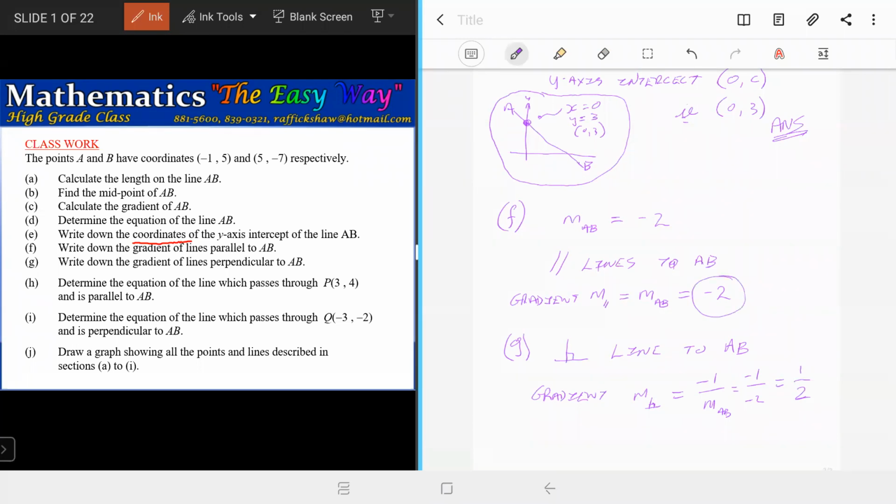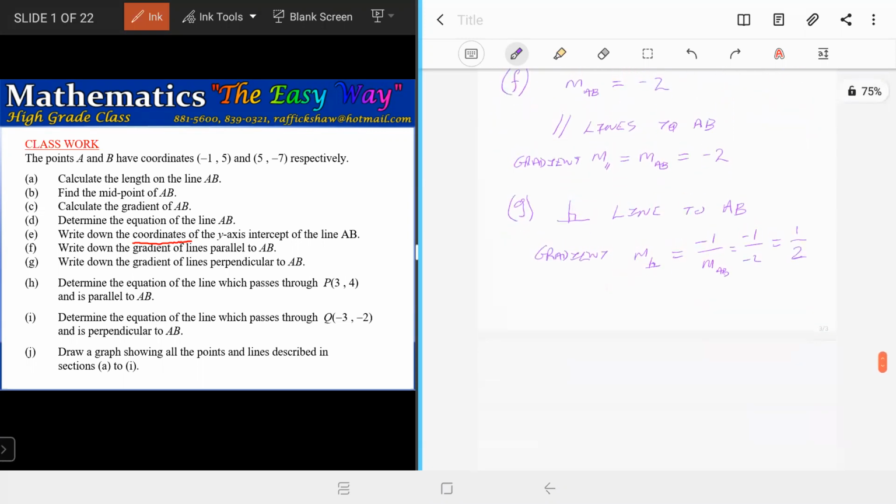So parallel gradient is minus 2. Perpendicular gradient is half. So if you're trying to find a parallel line, you have to use a gradient of minus 2. If you're trying to find a perpendicular line to AB, you have to use a gradient of half. All right, so that is G. Moving on now to H. Let's do H under here now. H.